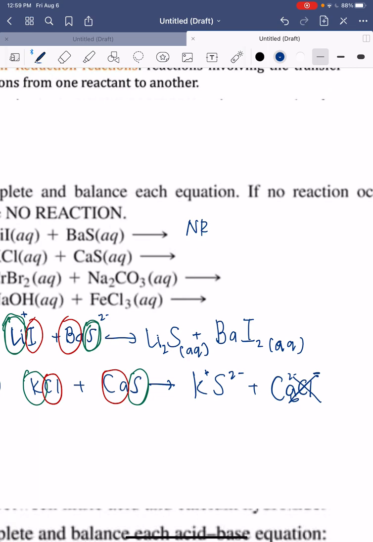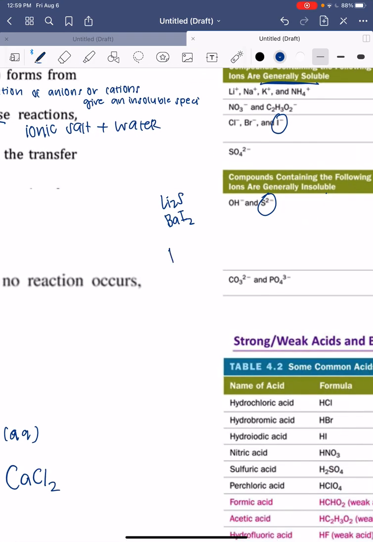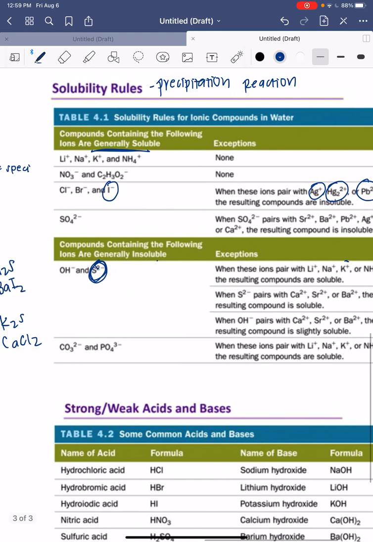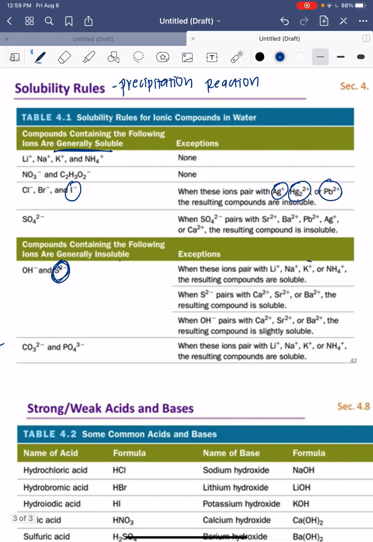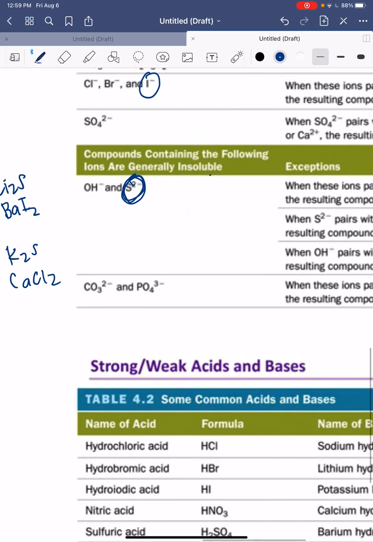Let's drop down all the charges, which would give us a K2S and a CaCl2. Let's determine whether our products are soluble or not. Looking at S2- right here that's already circled, it's normally insoluble, but when it is paired with lithium, sodium, potassium, or ammonium, it's soluble. So K2S is an AQ state.